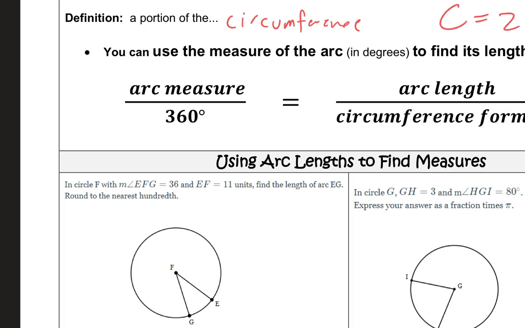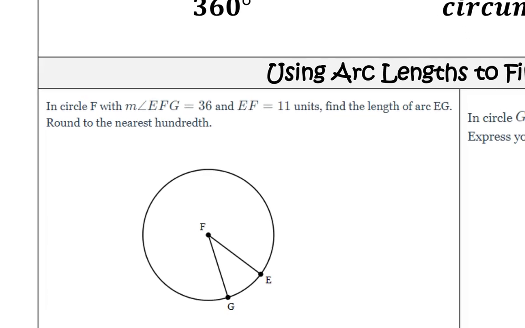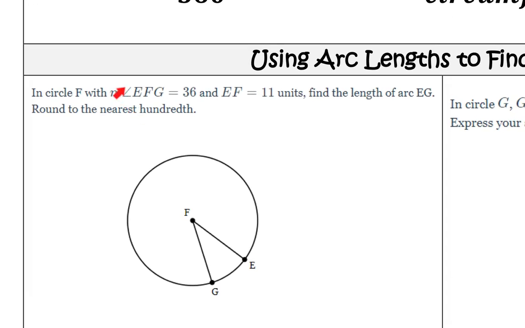Okay, so let's look at this problem right over here. It says, in this circle, the measurement of angle EFG is 36. So EFG, let's go ahead and trace that out. EF to G. Okay, so that angle is 36 degrees. We know that's in degrees. Let's go ahead and put a 36 there, just so we know what's going on.